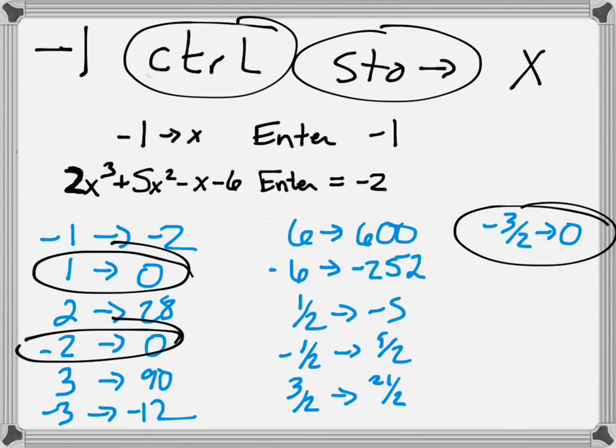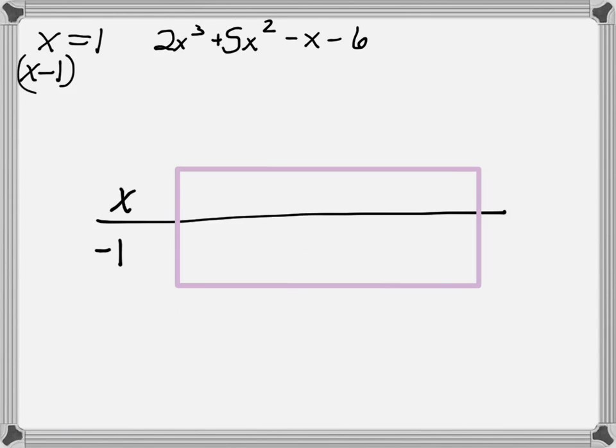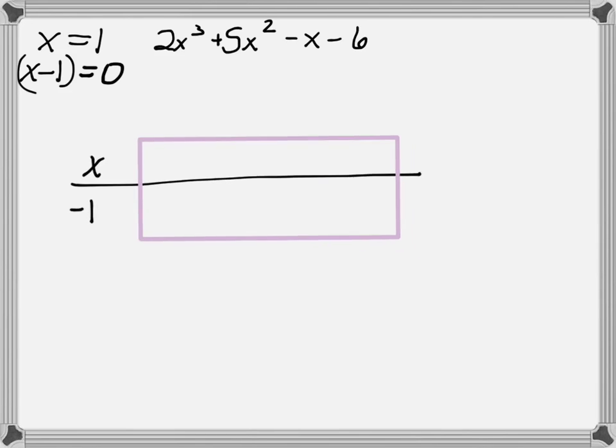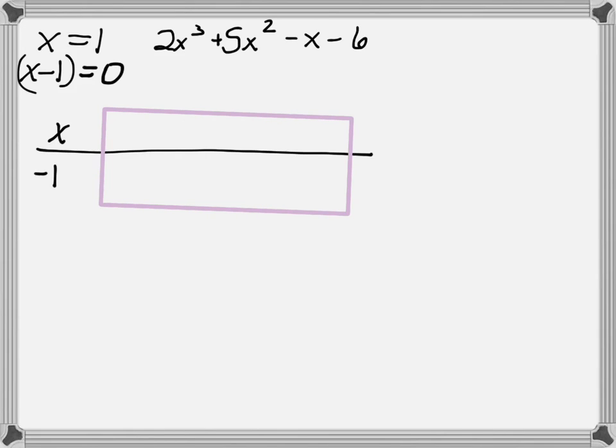Which one do you want to use to be our division process? 1? So if it is X equals 1, that root will result in the factor of X minus 1 equals 0. So we're going to have to take that and divide it into the polynomial we had: 2x cubed plus 5x squared minus x minus 6. It's going to go in the same process that we did last week.